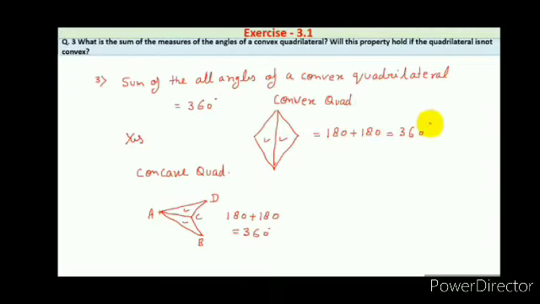It is not a matter of convex or concave quadrilateral. It is generally a quadrilateral. The sum of all four angles of a quadrilateral is always 360 degrees.